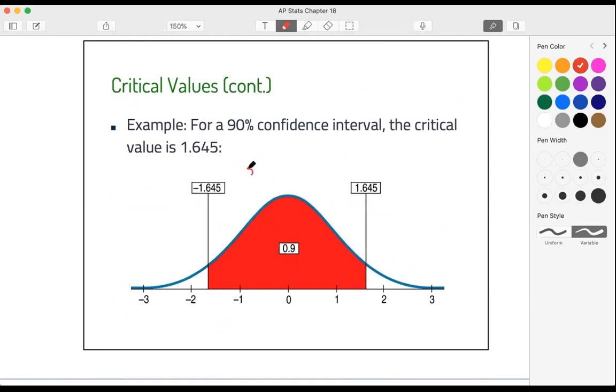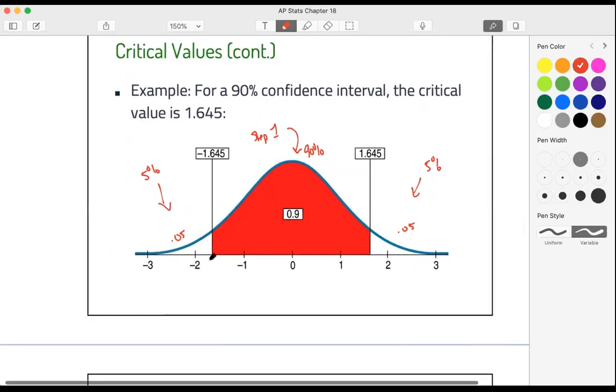So step 1, what I would recommend doing for confidence level is in the middle of your normal model, draw your confidence area. So for 90%, we want the middle to be 90%. That's how much we want to capture. Now, since this is symmetric, we know that on the outside is going to be 10%. So on this side, it's 5%, and on this side, it's 5%. So the area over here is really 0.05, and the area here is 0.05.